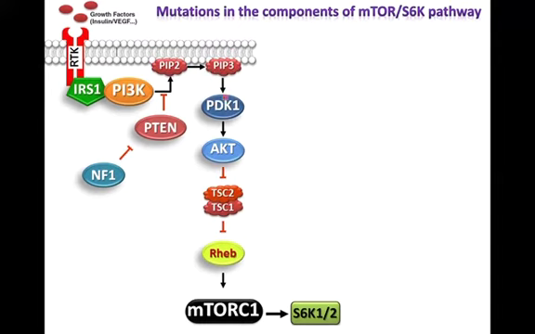PIP3 activates PDK1, which in turn activates AKT, and AKT normally inhibits the complex formation of TSC1 and TSC2. So what is the function of TSC1, TSC2? Actually, TSC1, TSC2 inhibit a GTPase protein called Rheb that activates one of the major proteins in the cell, called mTOR complex 1, mammalian target of rapamycin complex 1, which in turn, once activated, will activate the family of S6K proteins, which include two major isoforms, S6K1 and S6K2.